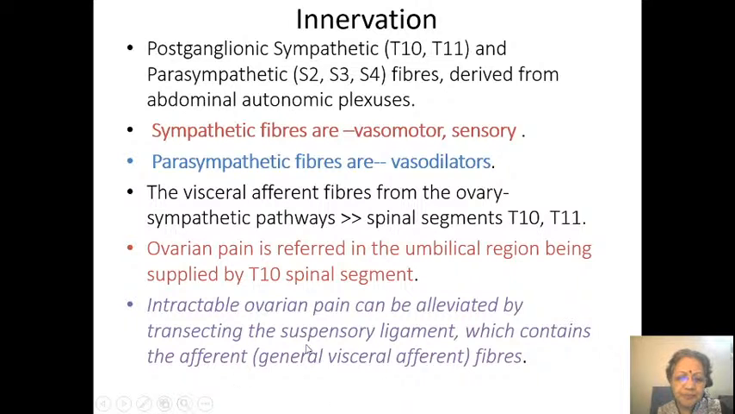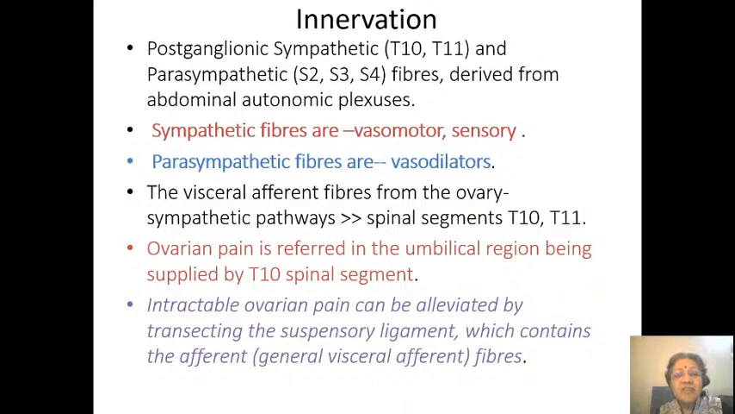So we do an interruption of the pain fibers by cutting through the suspensory ligament, which contains these general visceral afferent fibers. That's why we need to know what a suspensory ligament contains, what the ligament of the ovary contains, what is where, and what the other structures along with it are. So you only cut the ligament and don't cut off the vasculature, which creates another problem. So that's why relations are so important.